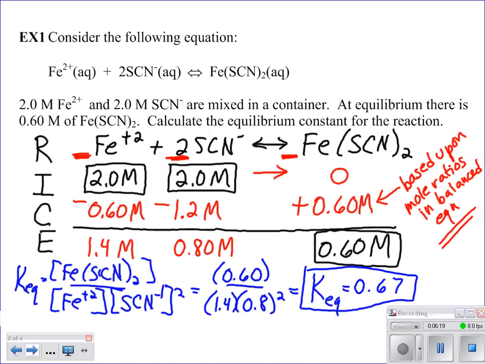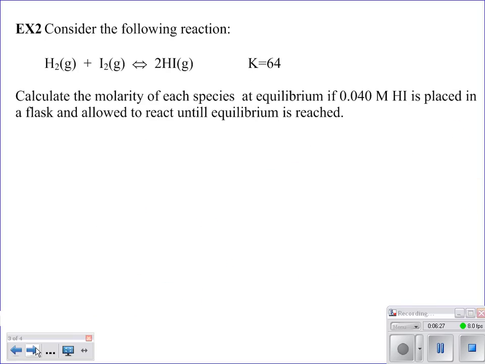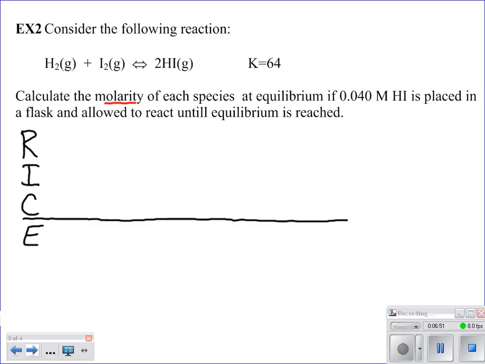Okay, so in this example, we were asked to calculate the equilibrium constant. Next example. Here it's not the equilibrium constant, but we're asked to calculate molarity, or it might even just say something like concentration for each species, which we know to be molarity as well. So we're going to go ahead and set up our RICE table: reaction, initial concentration, change in concentration, equilibrium concentration. Our reaction is H2 plus I2 goes to 2HI.